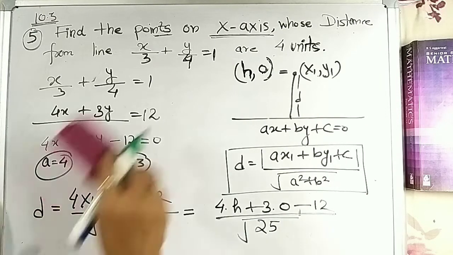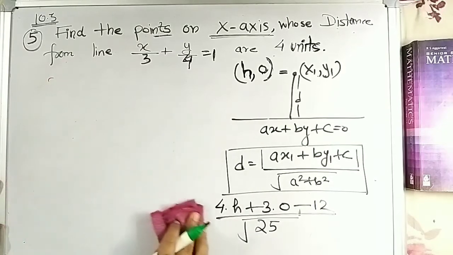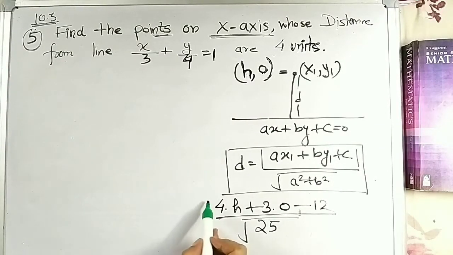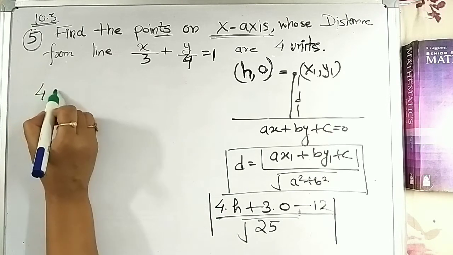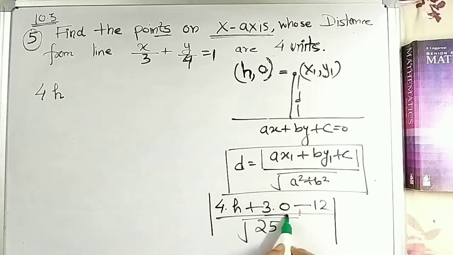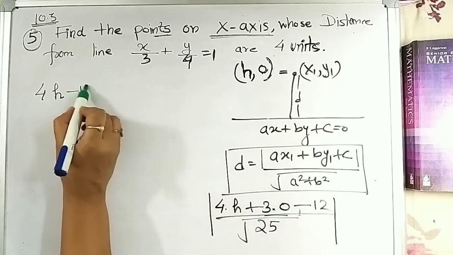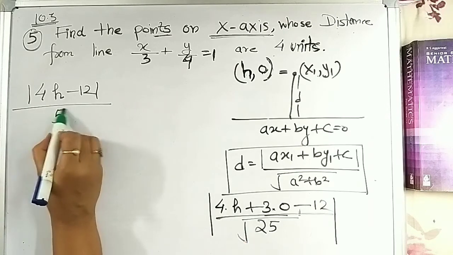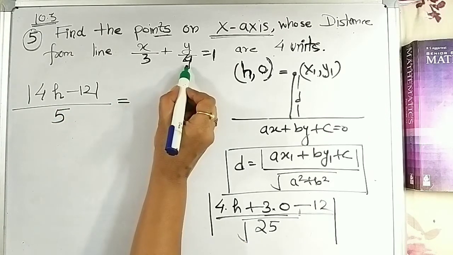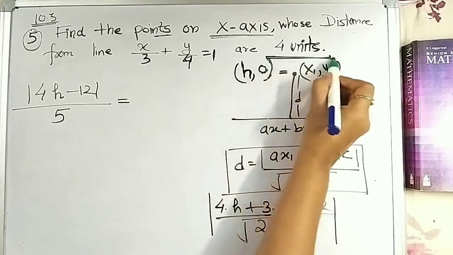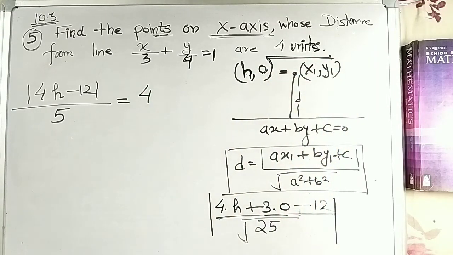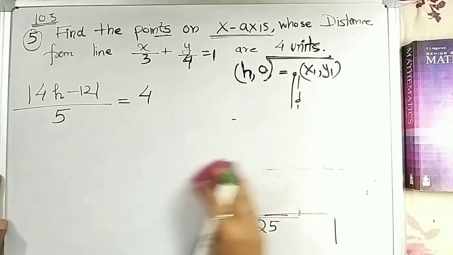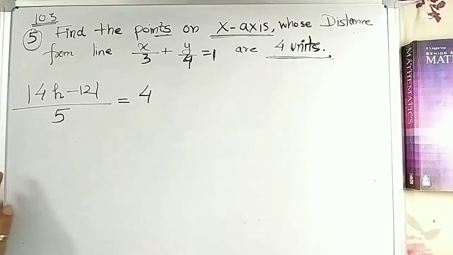Okay, so if I solve it, how much will I get, guys? And we have to put it mod. So the distance I am getting is mod of 4h, this I am leaving because 3 into 0 is 0, minus 12, by root of 25, which is 5. This they have given is 4 units. They have given the distance is 4 units. So this is the key, guys. Here the distance is 4 units. The h is unknown. The points are unknown.